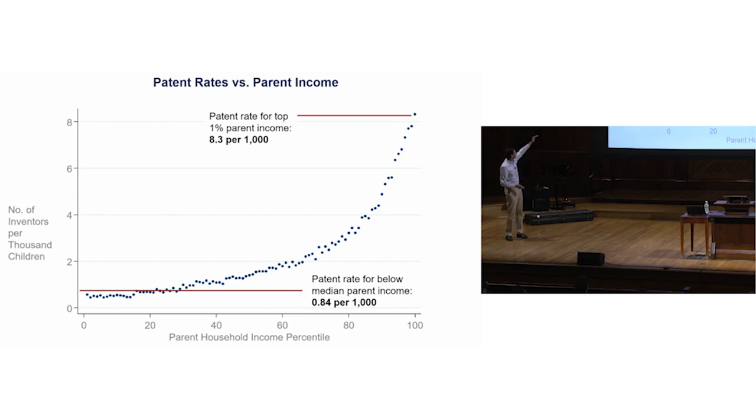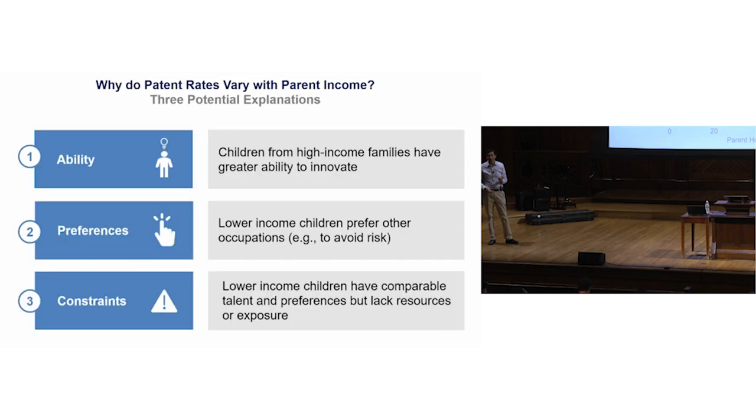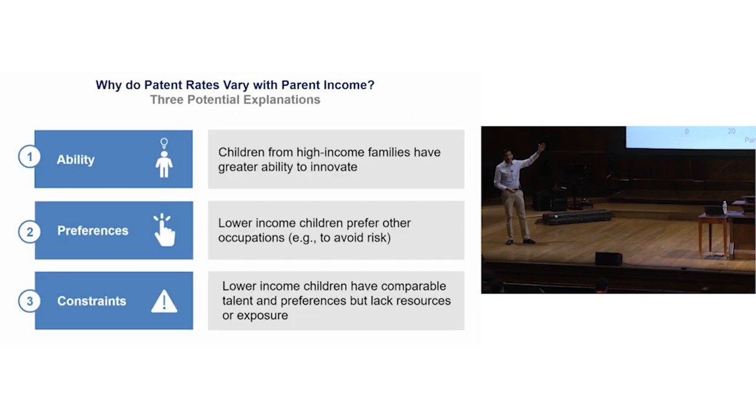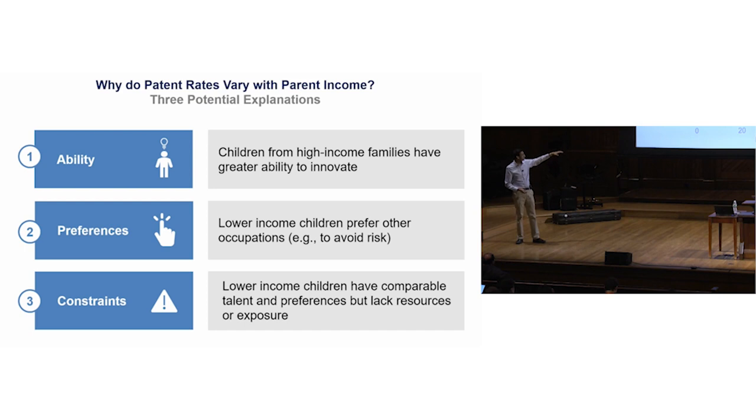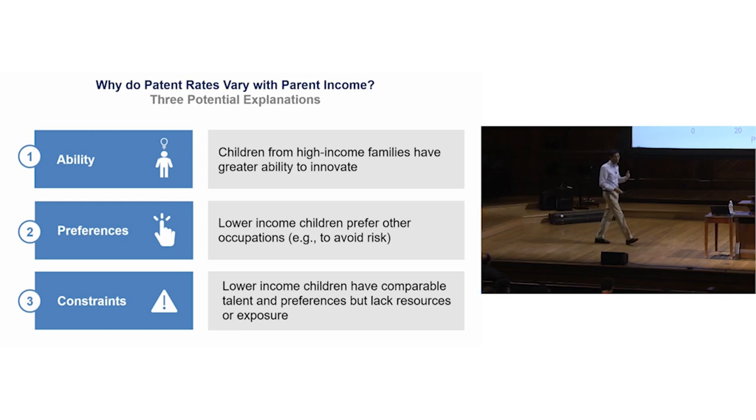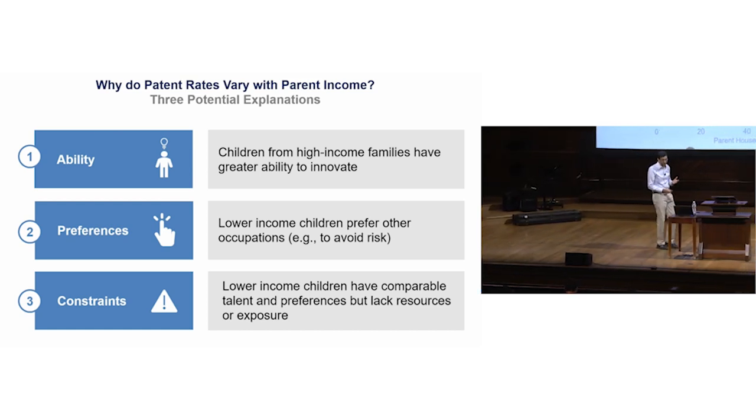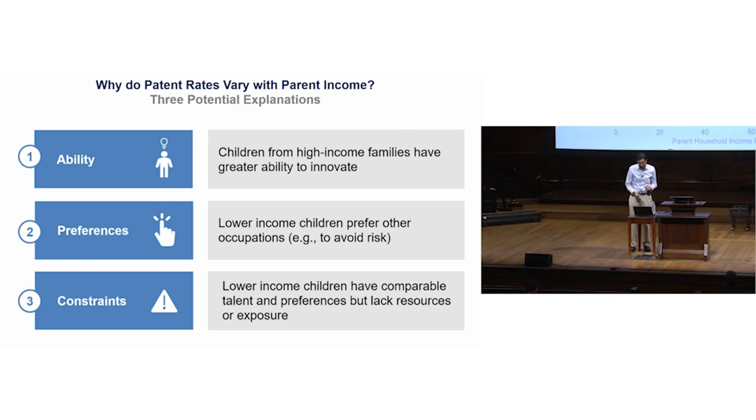And so the y-axis is the number of kids who are inventors out of 1,000 kids, all right? And so you can see that there's a really sharp relationship between patent rates and parent income. In particular, if you happen to be born to parents in the top 1% of the income distribution, you're 10 times as likely to go on to have a patent as if you happen to be born to parents below the median of the income distribution. So kids born to high-income families are much more likely to become inventors in the United States. So that's fact number one.